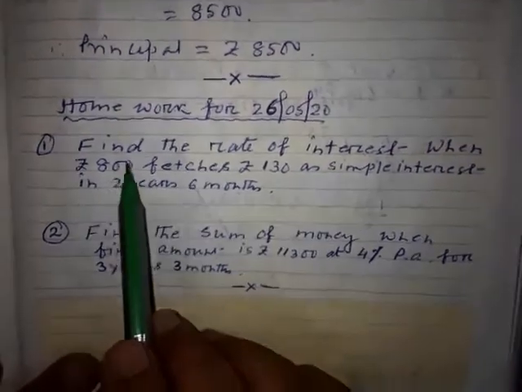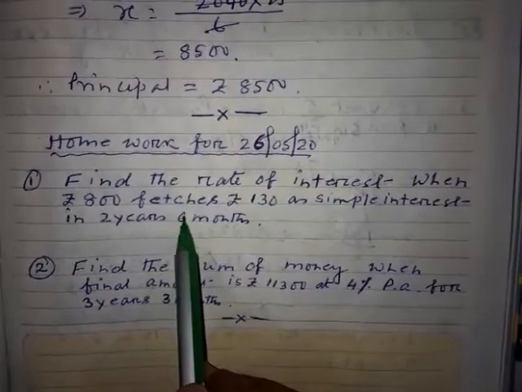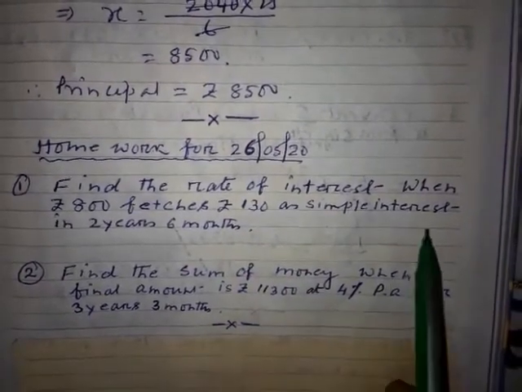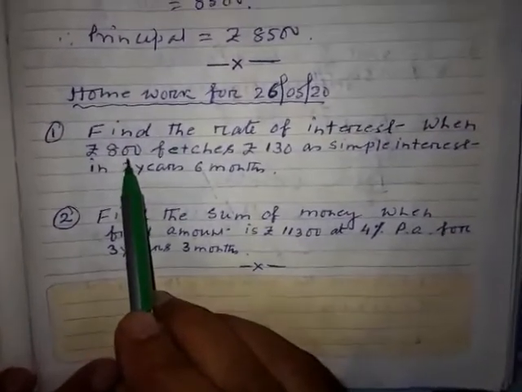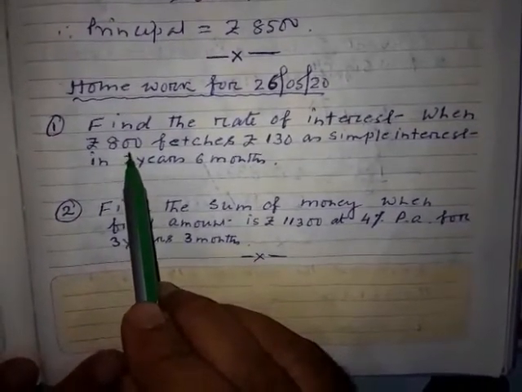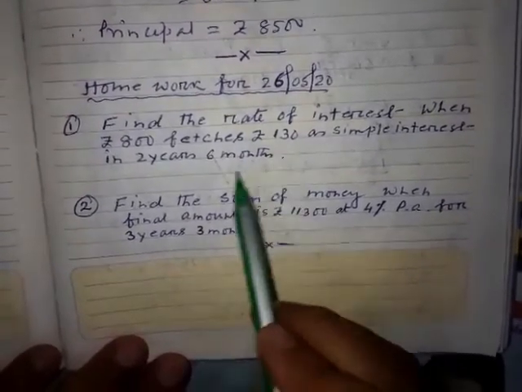What is the question? Find the rate of interest when rupees 8,000 fetches rupees 130 as simple interest in 2 years 6 months. Very easy. What is given here? Principal. What is the principal? 8000. What is the simple interest? 130 rupees.